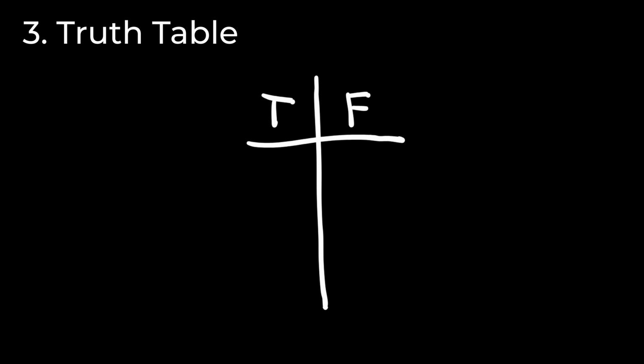A truth table is a chart that lists all possible combinations of truth values for logical statements, so you can check if an argument is valid or see when a statement is true or false.